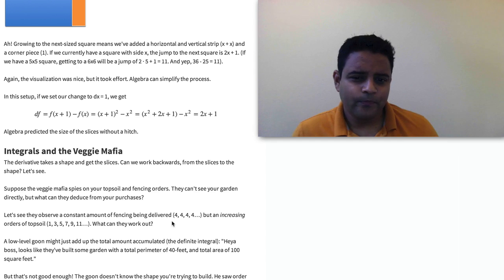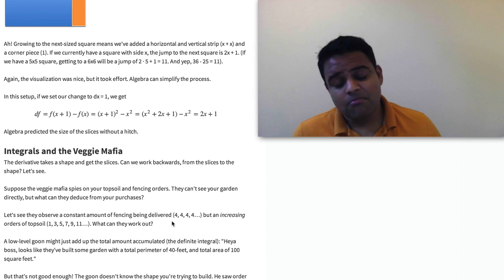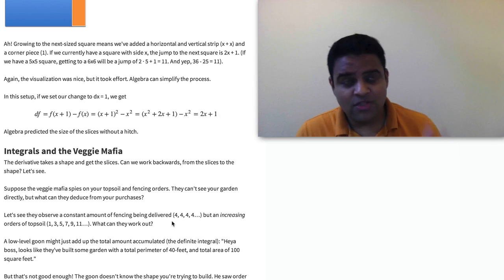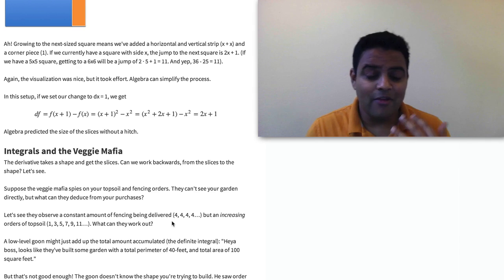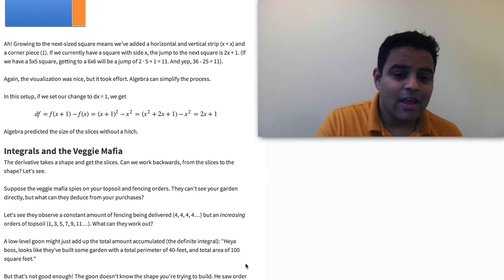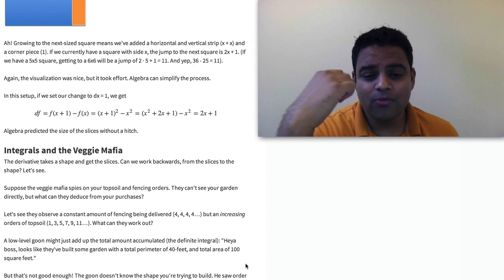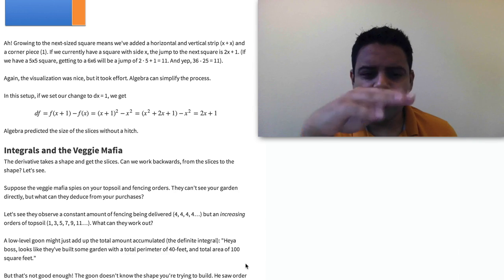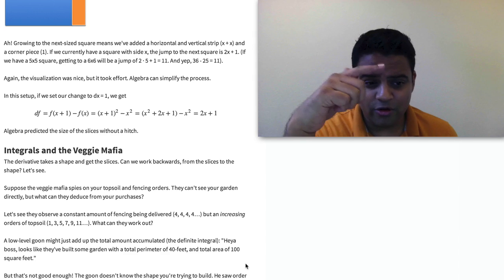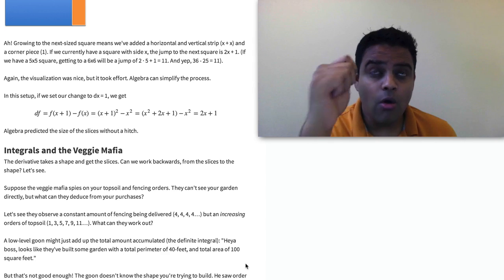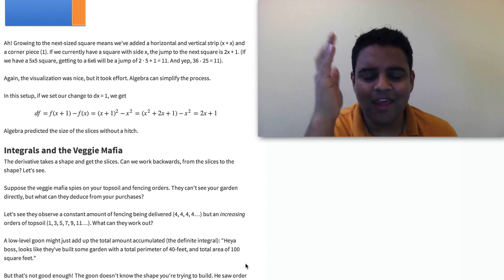Well, what can they figure out? The low-level thug might just add up what you've done. Okay, you've got this much fencing so far and this much topsoil. I don't know what you're making, but that's what you have. Now, the mob boss is a little more clever. He can look at the pattern you're getting and deduce what shape it must have come from. He might say, oh, you're getting a constant 4 for your perimeter, and your topsoil orders are going up 1, 3, 5, 7, 9. I think he's building a square, because x squared will behave in that way.